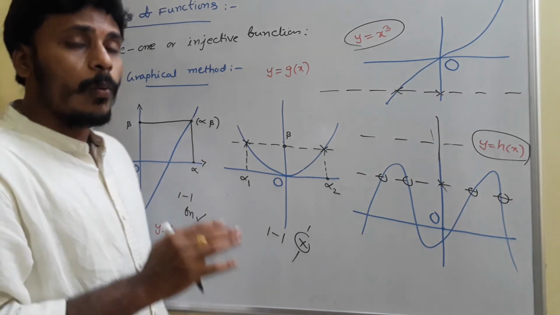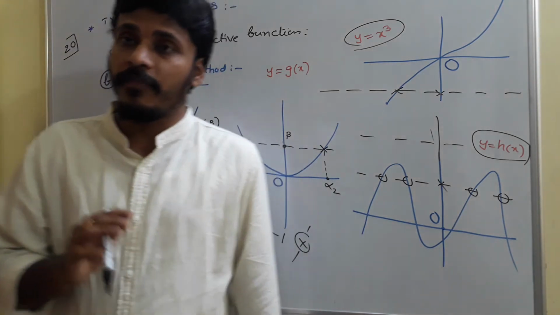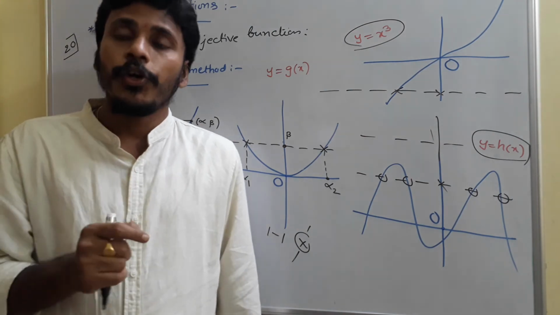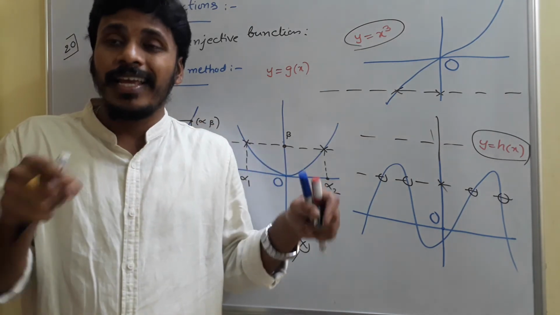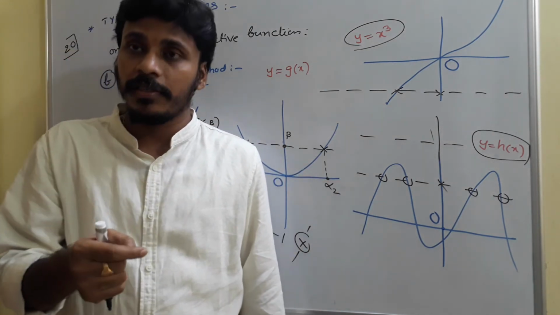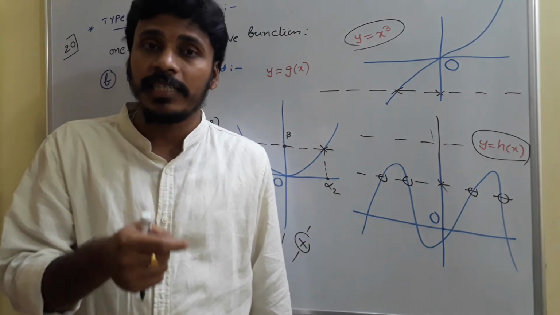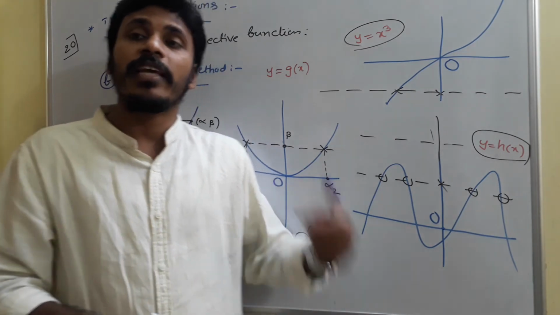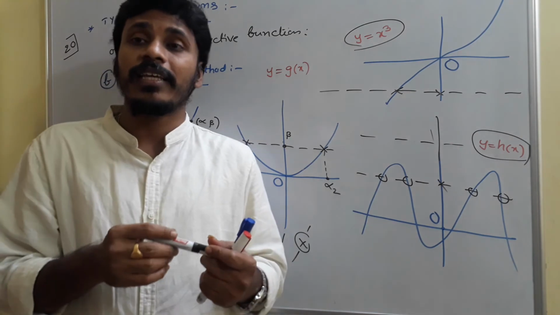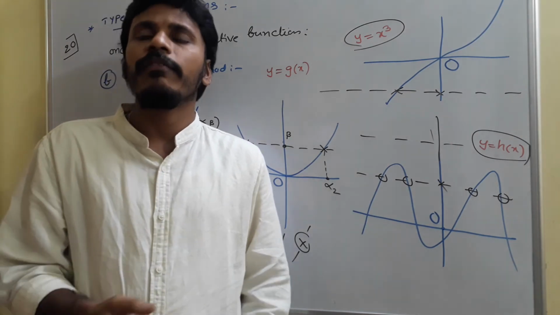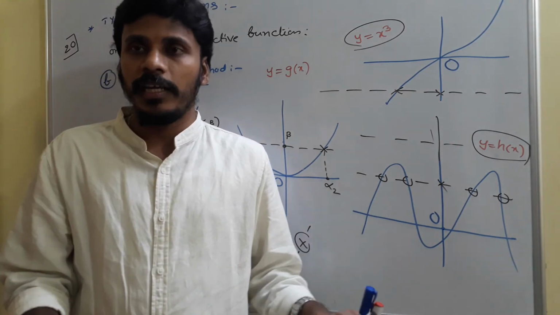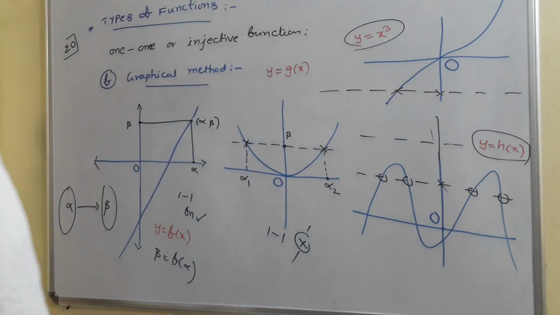At the end, to check whether a given graph is 1-1 or not graphically, your task is to draw horizontal lines at different points of the y-axis. If those horizontal lines intersect the graph at only one point, we say it is 1-1. If they intersect the graph at more than one point, we don't say it is 1-1. That's the information. Just have a look. This is the graphical check.